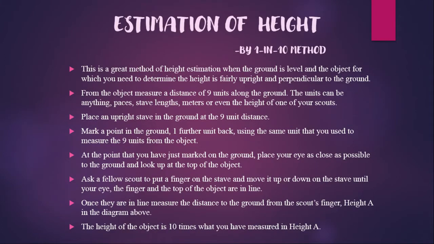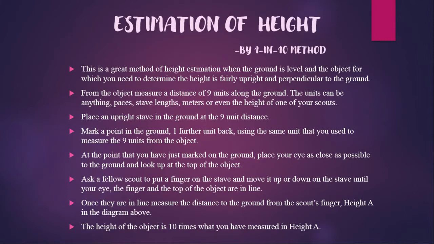Place an upright stave in the ground at the 9-unit distance. Mark a point in the ground, 1 further unit back, using the same unit that you used to measure the 9 units from the object. At the point that you have just marked on the ground, place your eye as close as possible to the ground and look up at the top of the object.